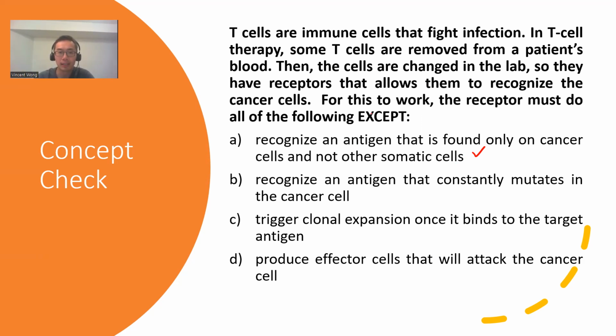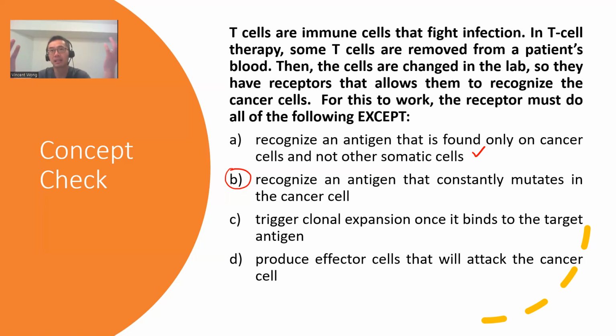We are looking for the exception in these statements. Number two, recognize an antigen that constantly mutates in cancer cells. Now, that actually is the answer. That is the exception. It's impossible, as you should know by now, right? It's impossible to create a receptor that can constantly recognize something that's changing. The receptor is fixed. And once you make the receptor, no more changes can happen to the receptor. And so the shape, the antigen that it recognizes is gonna be fixed. If the antigen changes, then this receptor is no longer useful.